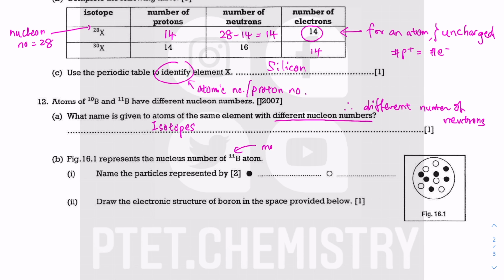Okay. So this is the nucleus of a boron-11 atom. 11 there is the mass number, or what they call the nucleon number. So you have 11 nucleons. If you have 11 nucleons, how many of the white ones do you have? You have the white ones and the black ones. The white ones, you have 1, 2, 3, 4, 5. The black, darkened ones, you have 1, 2, 3, 4, 5, 6. Alright, so 5 plus 6 equals 11.